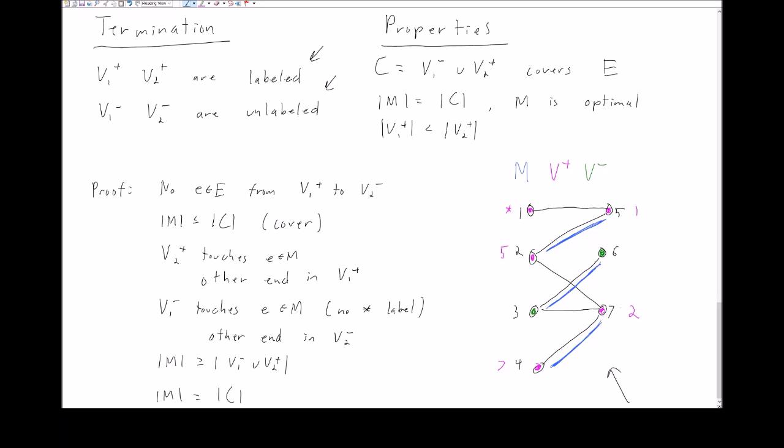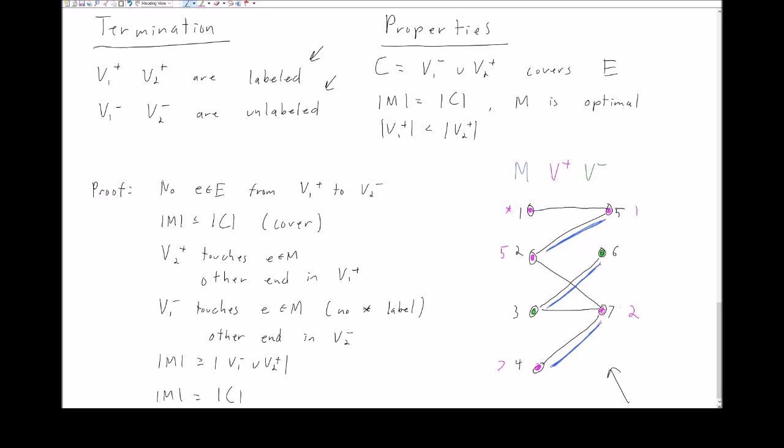We're interested in proving three properties. The first is that the set of unlabeled nodes in V1 and the set of labeled nodes in V2 constitutes a cover of all of the edges in our bipartite graph. Second, at termination of the algorithm, this cover is actually equal to the size of our matching, and as a result, this matching that we have is optimal. Finally, the set of labeled nodes in V1 is going to be smaller than the set of labeled nodes in V2.